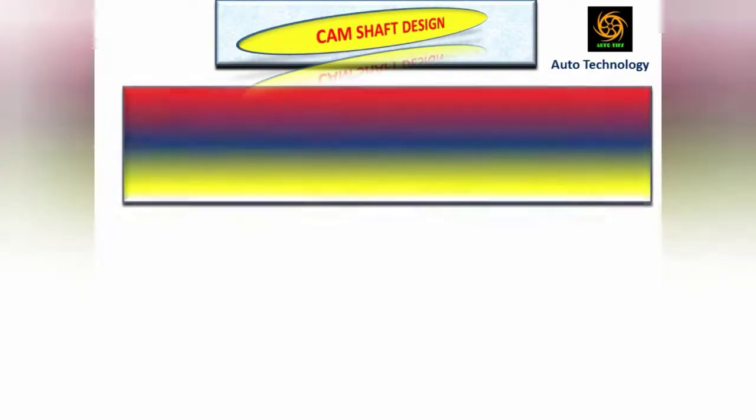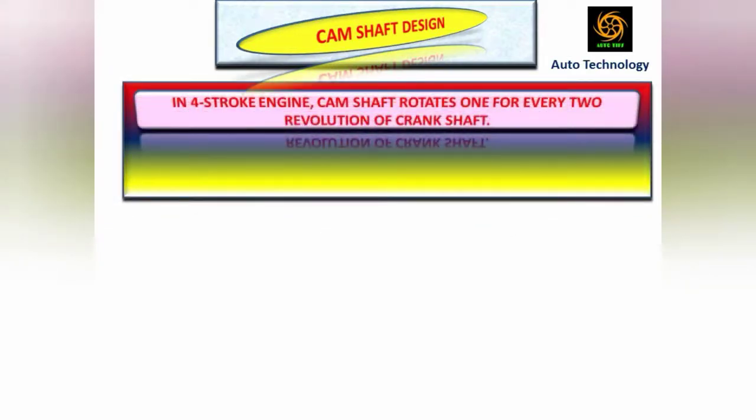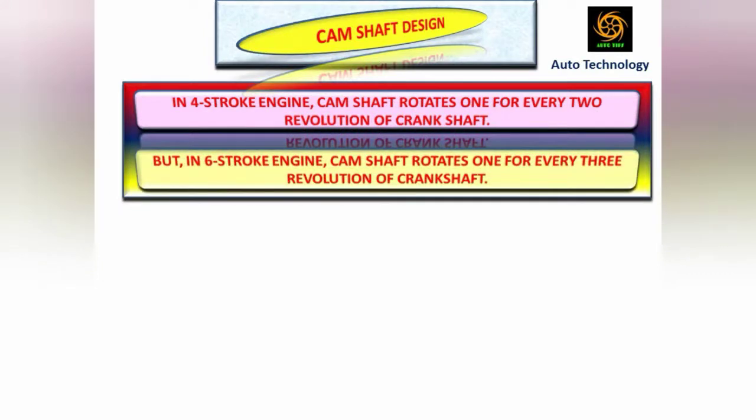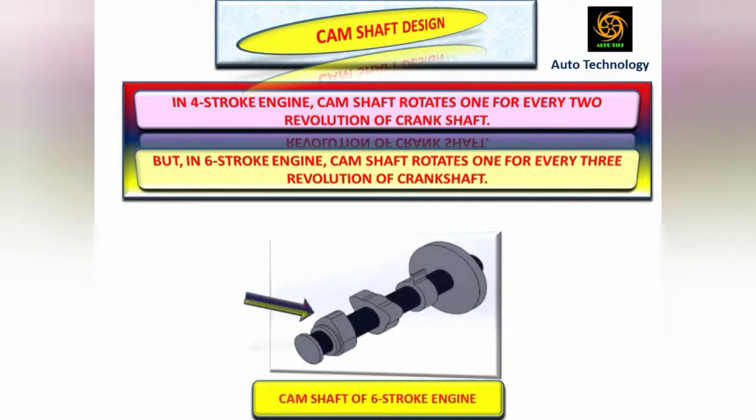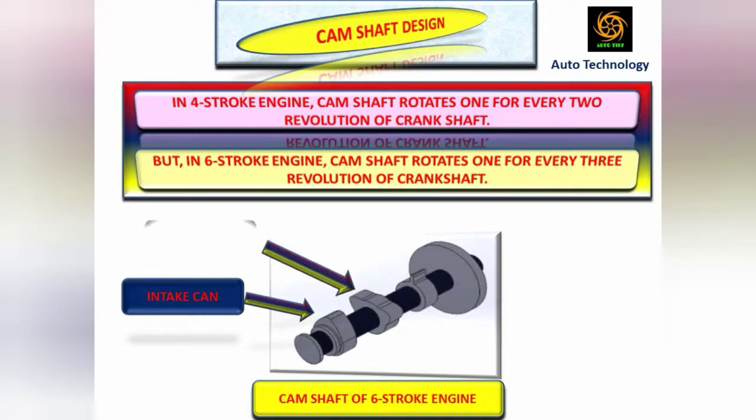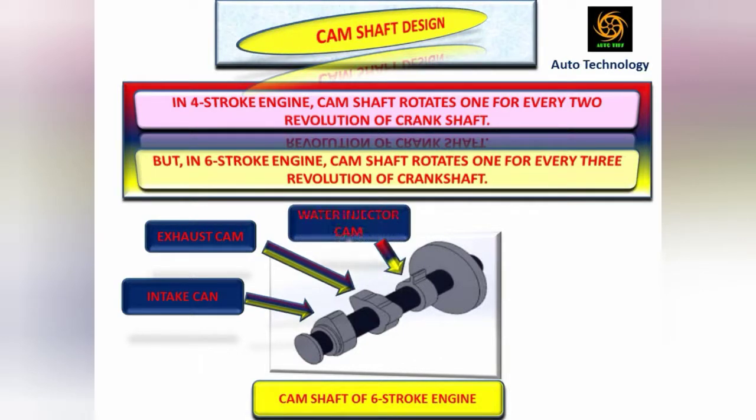In the additional power stroke, the water is injected into the cylinder by a water injector. So camshaft design should be modified. In a four-stroke engine, the camshaft rotates 1 time for every 2 revolutions of the crankshaft. But in a six-stroke engine, the camshaft rotates 1 time for 3 revolutions of the crankshaft. This is the camshaft of the six-stroke engine. In this cam, first is the intake cam, second is the exhaust cam, third is the water injector cam. This cam is added in the camshaft. This is the gear to the reduction shaft.